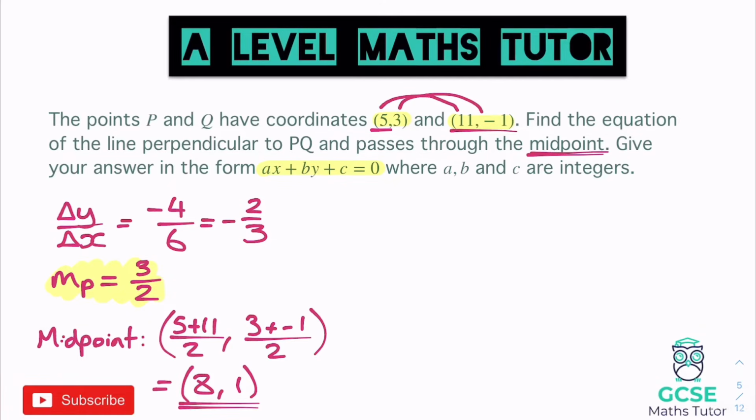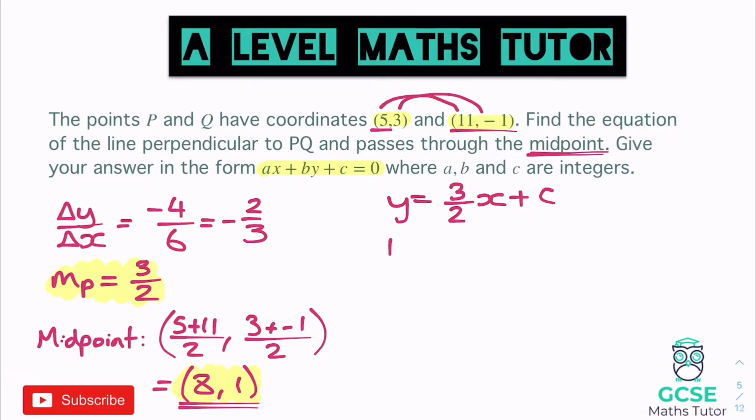So the extra step there of finding the midpoint, although nice and easy, is to add together the 2 coordinates and halve it to find the mean. So we've got all our pieces now. We've got the gradient, which is 3 over 2, and we have our midpoint coordinate, which is 8, 1. Now we just need to put it into y equals mx plus c like before. So we have y equals 3 over 2x plus c, and then we'll put this coordinate in.